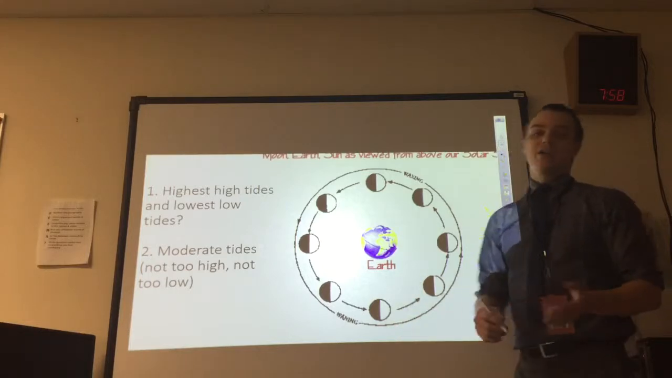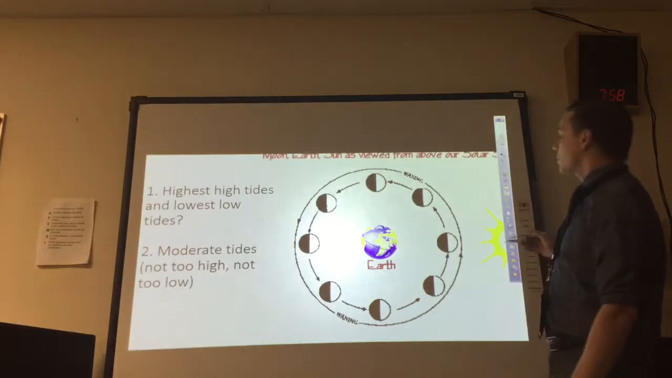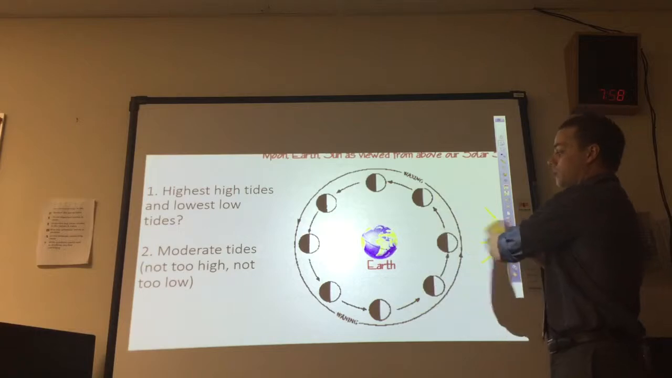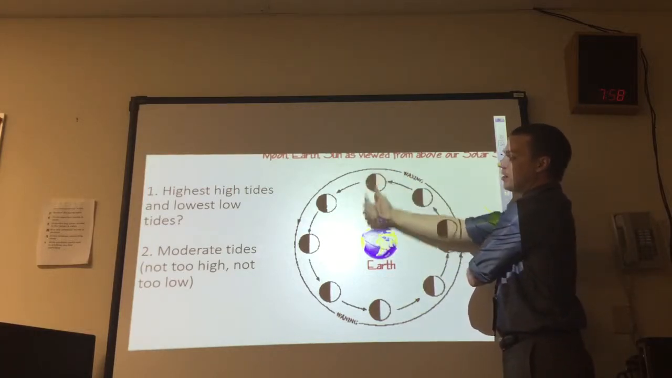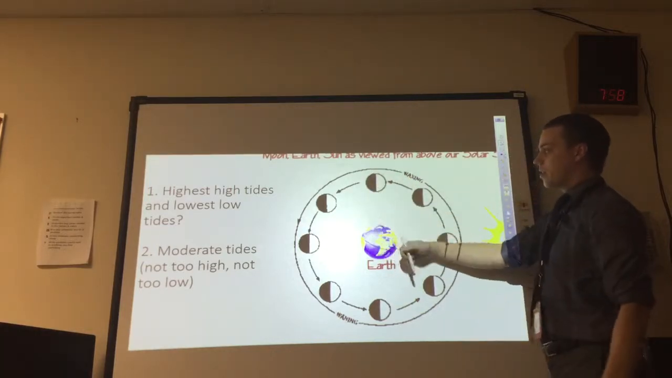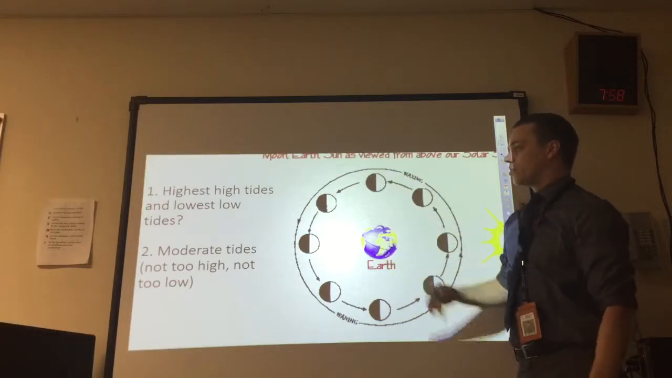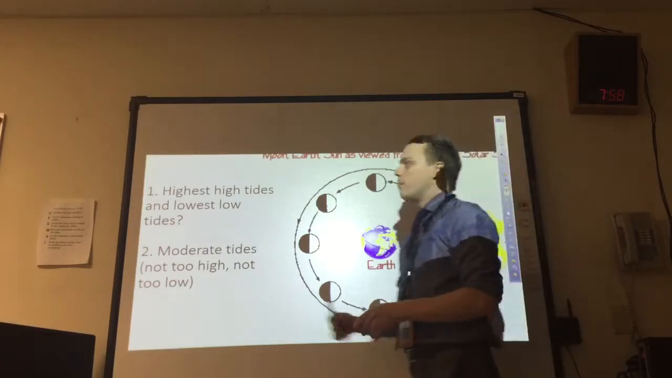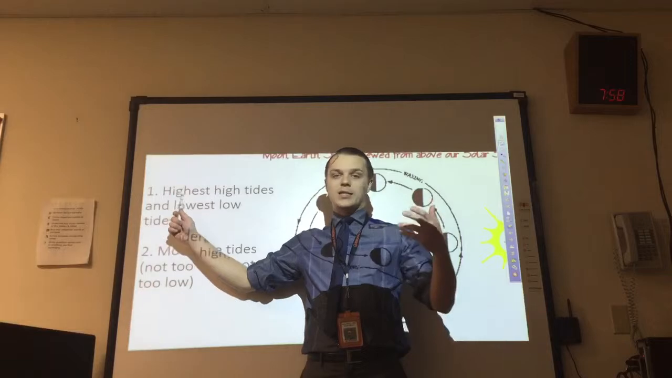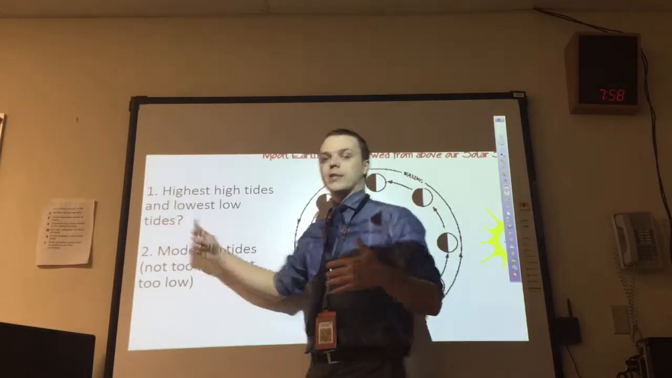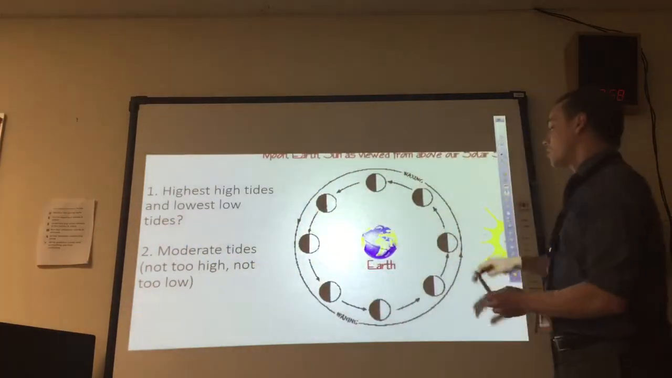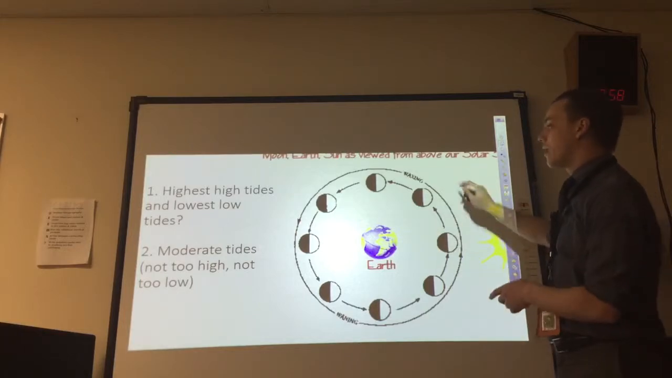When do we receive moderate tides or not so extreme tides? That's going to be when the sun is pulling in one direction while the moon is pulling in a different direction. So in this case, that's going to be our quarter moons, when we have our non-extreme tides. Most likely they'll ask you information about the highest high tides or the lowest low tides. And those are our extreme tides. That's when the moon and the sun are working together.